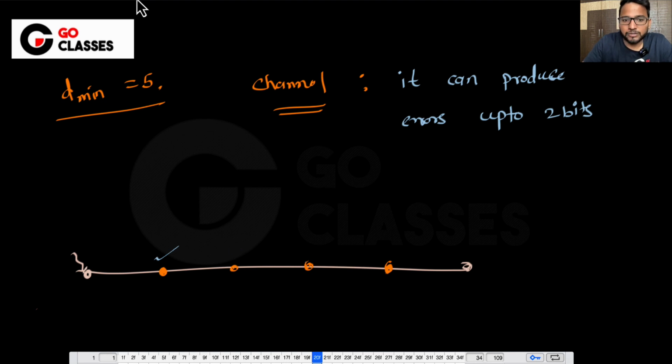I hope you understood. So I hope the setup is clear to everyone: I have a minimum Hamming distance of 5, which means as a programmer I made the minimum Hamming distance 5, and as a channel, as a transmission medium, I can have errors up to 2 bits only. Which means if I'm sending this, then with an error of 0 bits I will be receiving this. If I have an error of 1 bit, then I will be receiving this. If I have an error of 2 bits, then I will be receiving this, right? So that is my scenario.